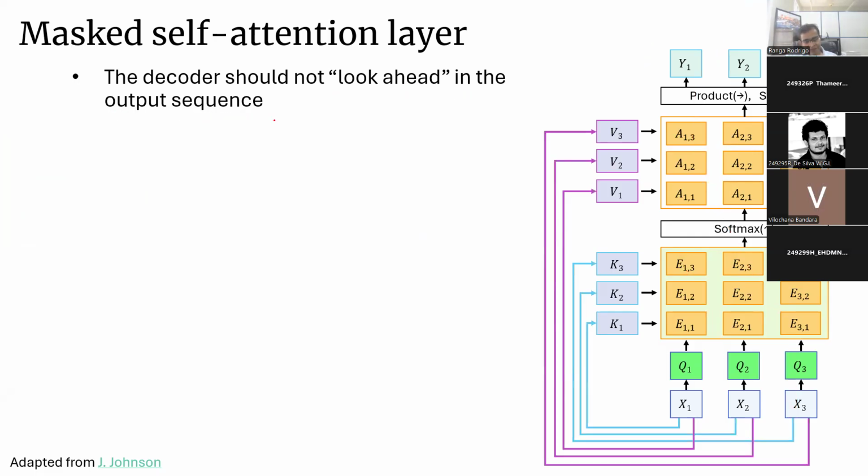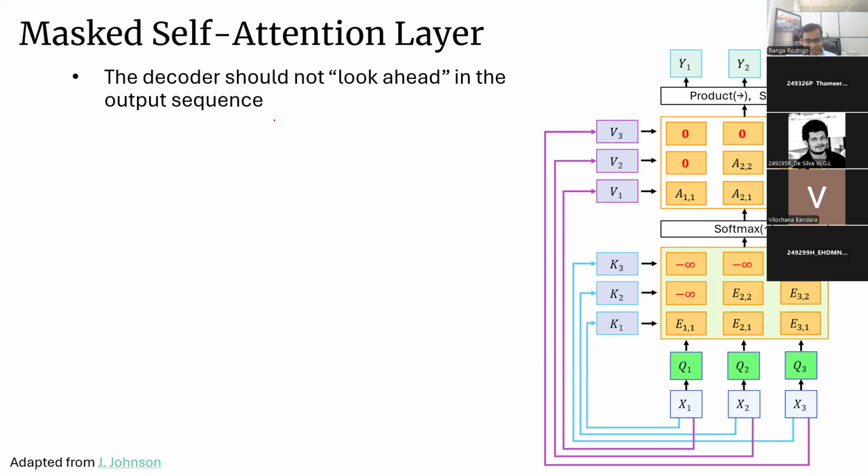So when we are doing this, we put minus infinity for this set of numbers, this upper triangle, so that softmax will produce 0. So Y3 cannot attend to this location. Y2 cannot attend to this location. I'm sorry, this Y1 cannot attend to this location. Y2 cannot attend to this. So you can see that it cannot attend to the future.